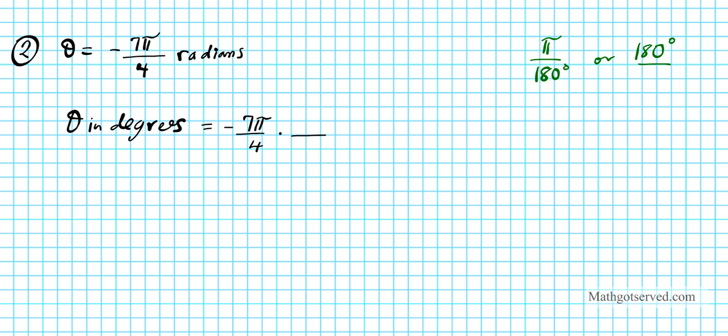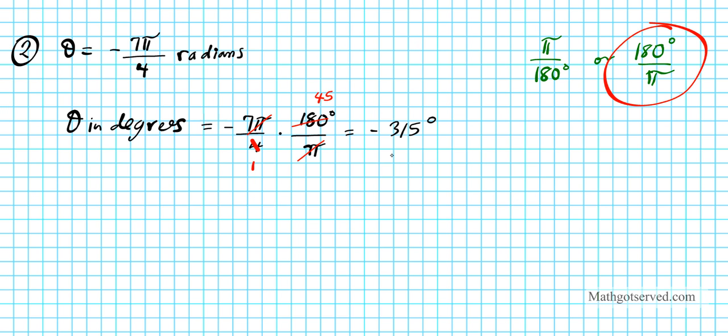Okay, so we're going to pick the candidate that can help us cancel out this pi. So any one that has a pi in the denominator will be our choice. Okay, so which one has a pi in the denominator? This one right here. So that's what we're going to use. So we're going to multiply by 180 degrees over pi, and you see what happens here. The pi's cancel out, which is nice. Okay, 4 does go into 180 45 times. So 4 goes here once, and then 4 goes into 180 45 times. And then when we multiply negative 7 by 45, we have negative 315 degrees.